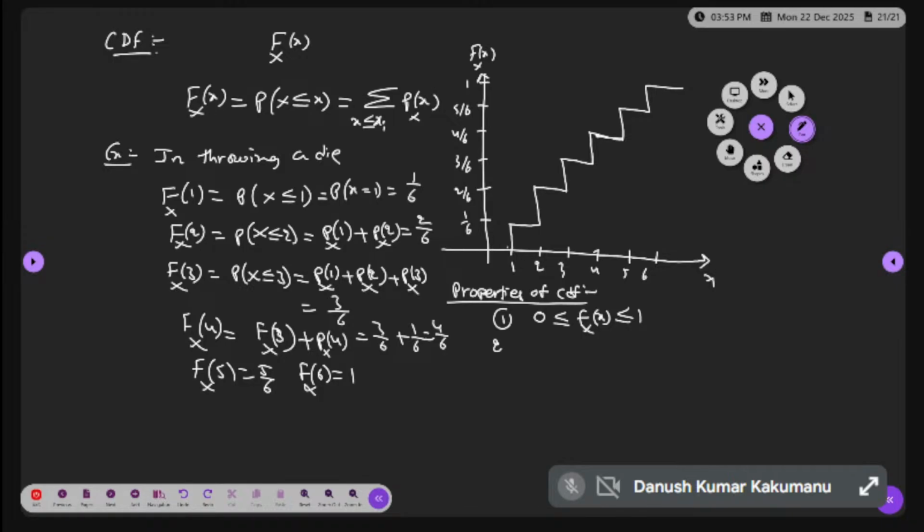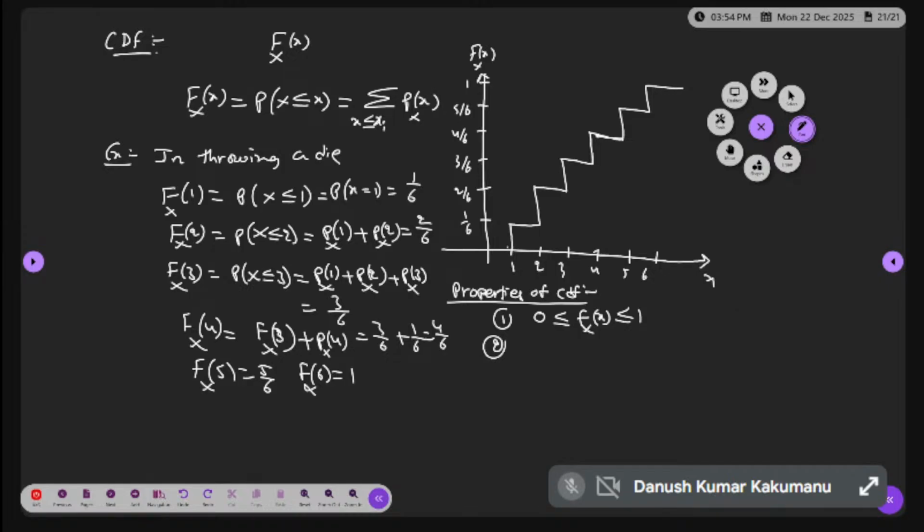Second property. My question here: sample points. On the x-axis, what are the values? Sample points. These sample points can be any value from minus infinity to plus infinity. On the x-axis, any value can be considered as a sample point. What is the beginning sample point? Minus infinity. What is the last sample point? Plus infinity. Are you all understanding?